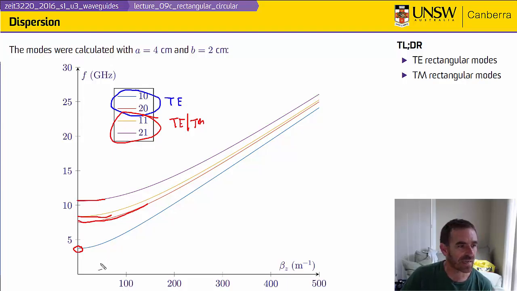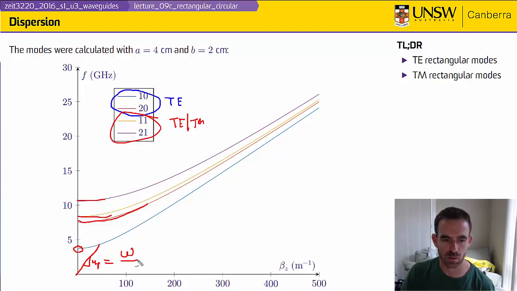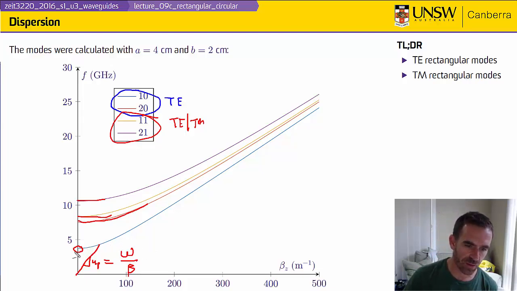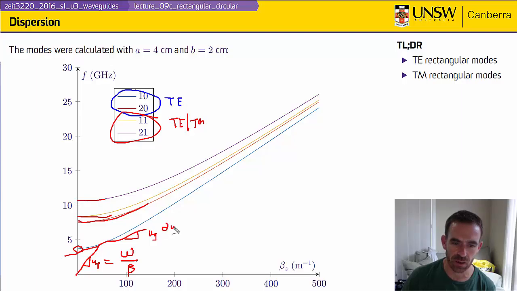And from this plot, I can get the phase and the group velocity. Just to remind us, the phase velocity is given by the slope of this line. Okay, so the phase velocity is equal to omega over beta. And the group velocity is given by the slope of the dispersion diagram. So the slope of that line gives me u sub g, or d omega d beta.